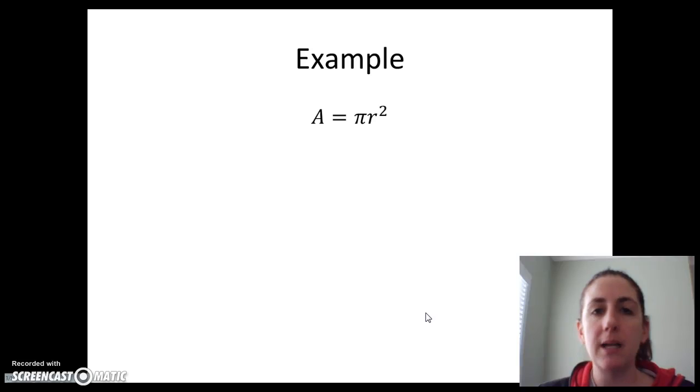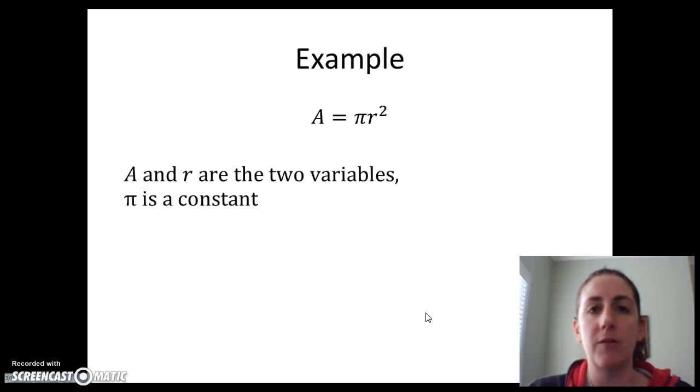For example, A equals pi r squared. That is an equation that relates two variables. You should recognize this as the area of a circle. Well, depending on how big your circle is, the area and the radius would change, so the A and the r are your variables, but the pi will remain the same. That's a constant roughly equal to 3.14159.